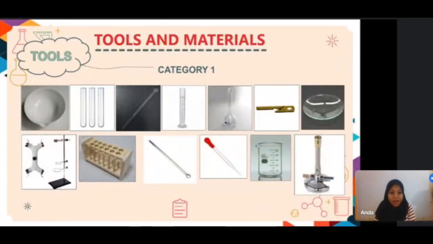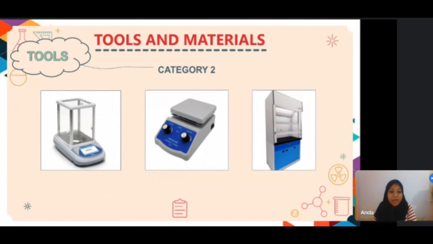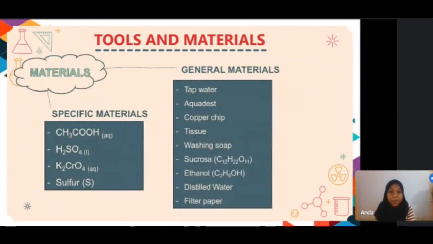Tools and material category 1 and the picture. And tools and material category 2: analytic balance, fume hood, and then the picture. And general materials: tap water, aquadest, copper chip, tissue, washing soap, sucrose, C12H22O11, ethanol, distilled water, filter paper, and specific materials: CH3COOH, H2SO4, K2Cr2O7, and sulfur.